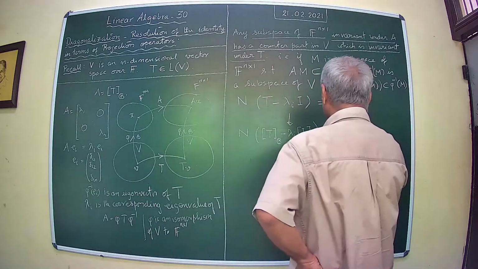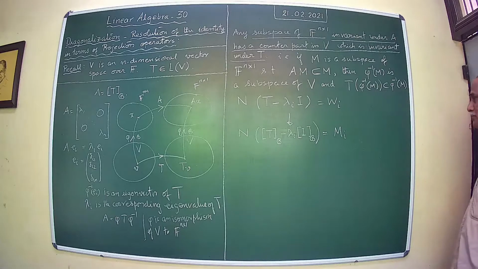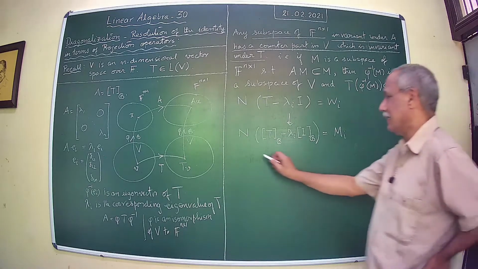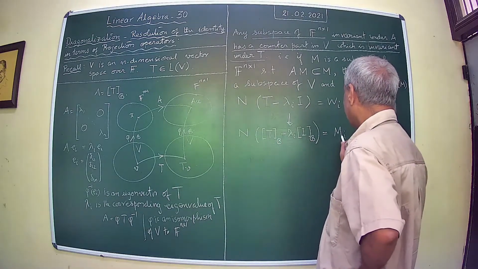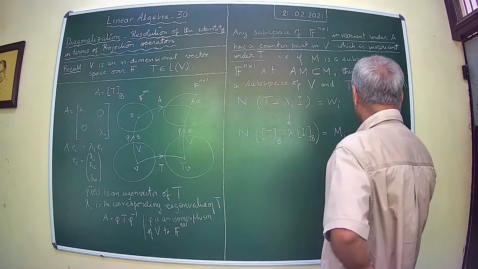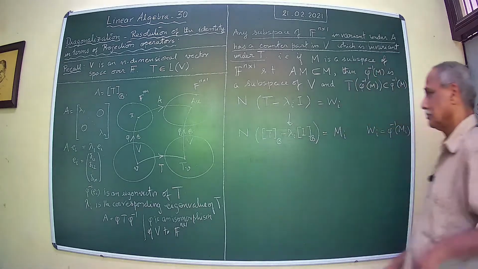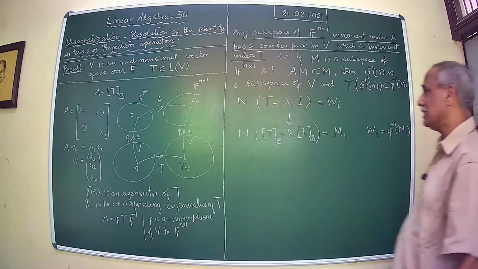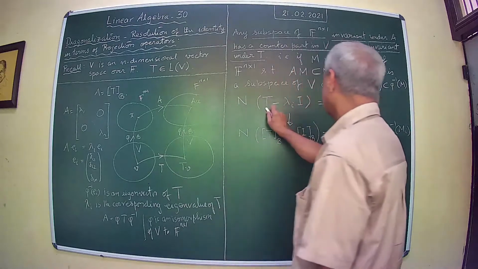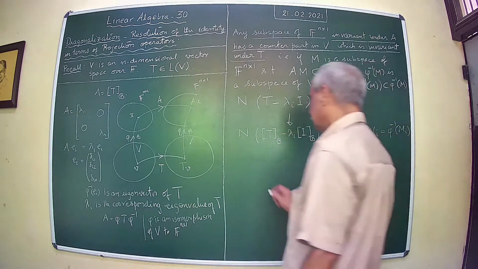Now this is equal to a certain Mi. So if the null space of this operator is Mi, then Wi is equal to phi inverse of Mi. Okay. So once you have it, it's easy to get the null space of this. This is quite simple.